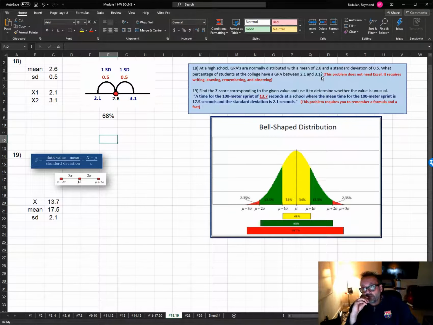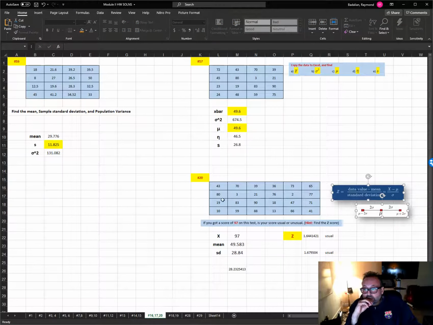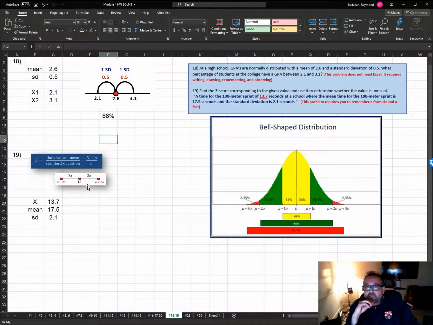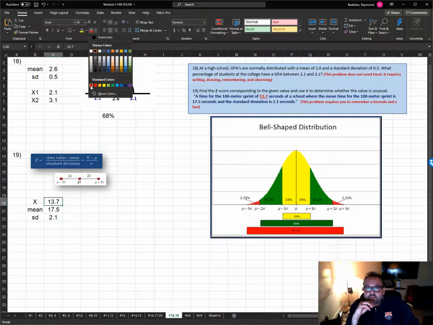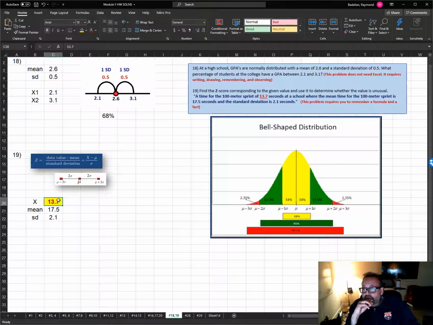Now number 19 is the same as number 20. They're giving us a value of x, which is 13.7, an average of 17.5 and a standard deviation of 2.1. And they're asking us to determine if this x value is usual or not. In order to do that you have to calculate the z-score, as I've told you before, and if that z-score is between minus 2 and 2, then you consider it to be a usual value, and if it's less than negative 2 or greater than 2, then you would consider it to be unusual.